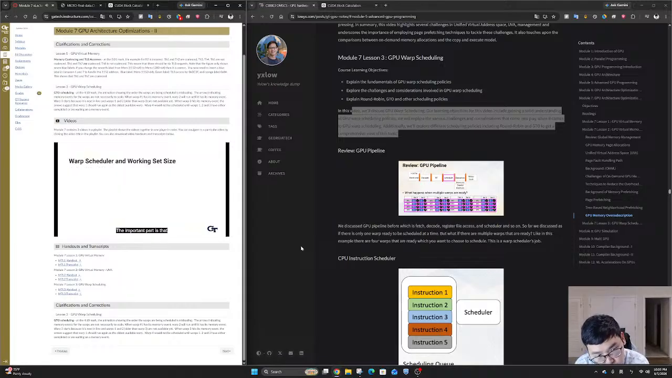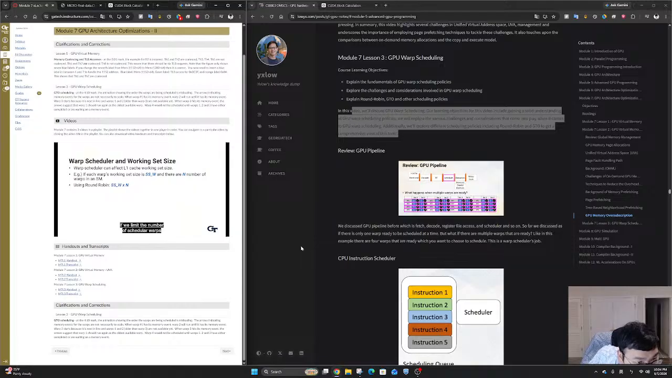The important part is that the warp scheduler's decision can have an impact on the working set size of the L1 cache. To make this previous example more formal, let's assume each warp's working set size is SWS and there are n warps in an SM. The working set size for the round-robin scheduling policy will be SWS times n.